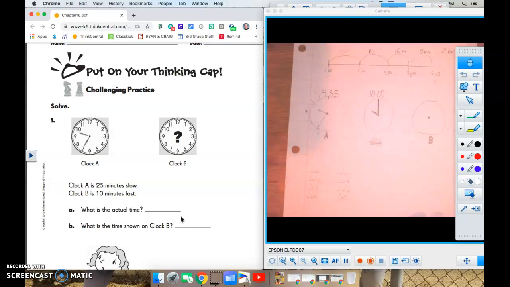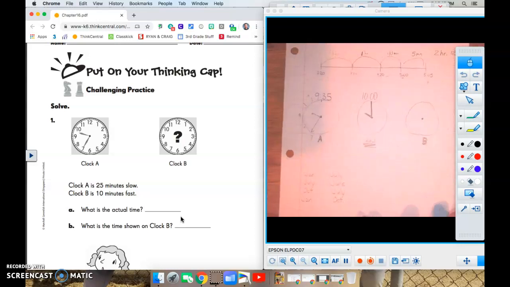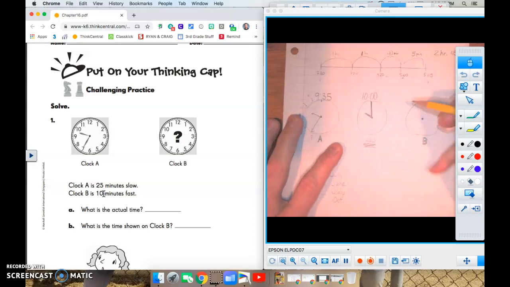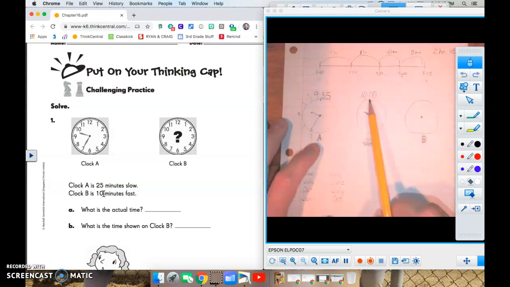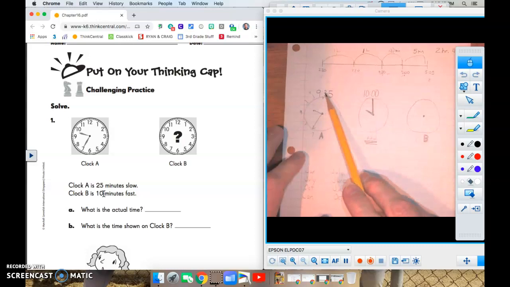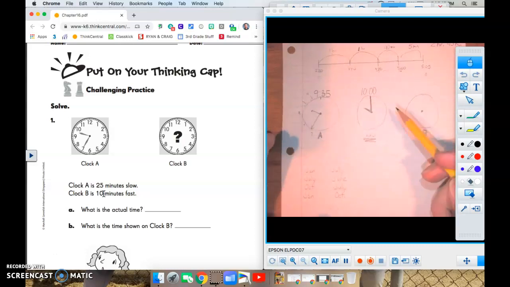Now, part B, what is the time shown on clock B? Well, I don't know. Oh, wait. But I can find out because up here it says clock B is 10 minutes fast. Okay? So clock B is going to be 10 minutes ahead of the actual time. So I had 25 minutes behind the time, and we have clock B is 10 minutes ahead of time.